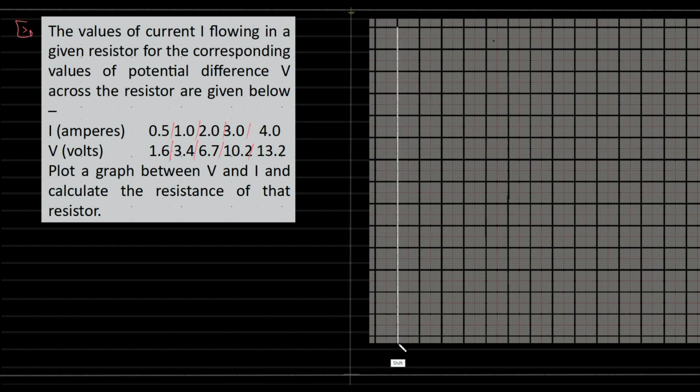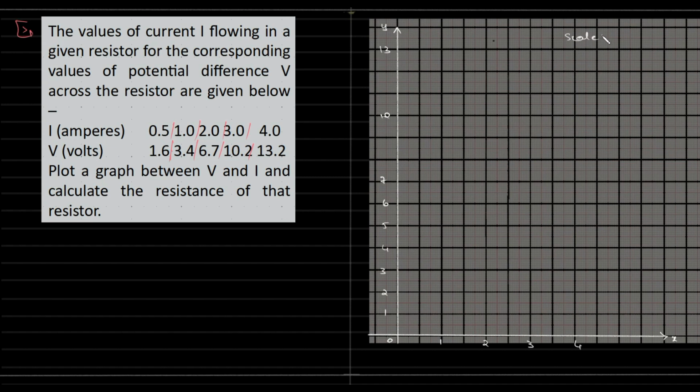So we have this to be your Y and this to be your X axis. So this is your origin and this is your 1, 2, 3 and 4. So this is 1, 2, 3, 4, 5, 6, 7, 8, 9, 10, 11, 12, 13. Right? So this is basically your graph scale.